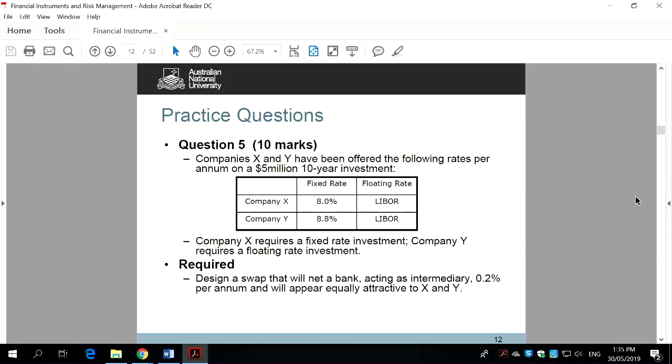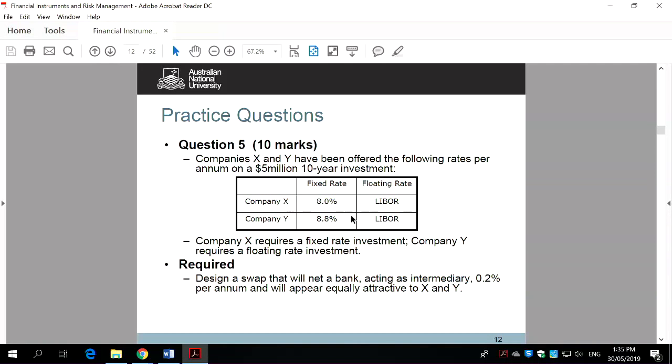You've done this in your tutorial question. So basically, we need to design an interest rate swap on an investment rather than a liability. Okay? So the question says company X and company Y have been offered the following rates per annum on a $5 million 10-year investment.